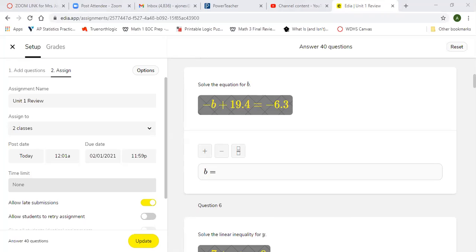Your 19s cancel out and you're left with negative b. I can't have a negative right there. So remember, we always divide by negative 1. Some of you are not doing that. Divide by negative 1. And all that does is change the sign. So we would get b equals 25.7. Okay, give you a second to write it down.